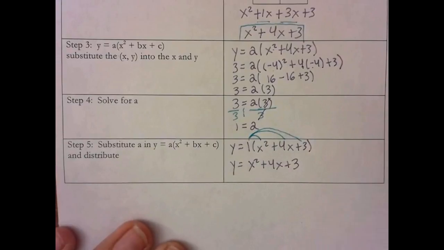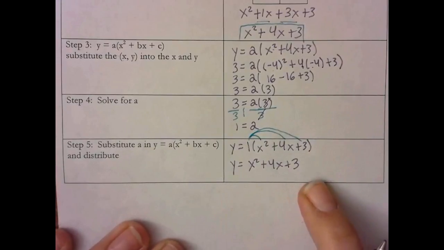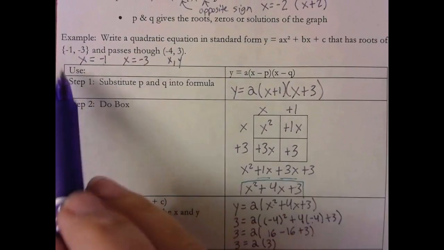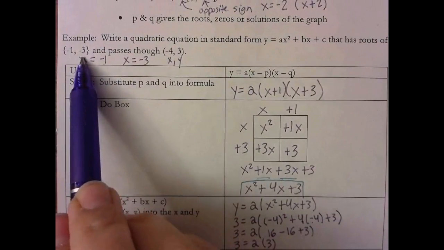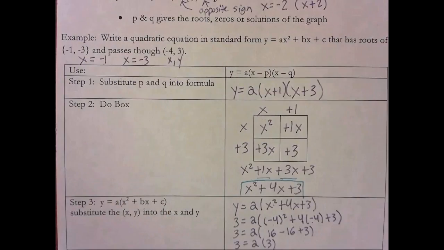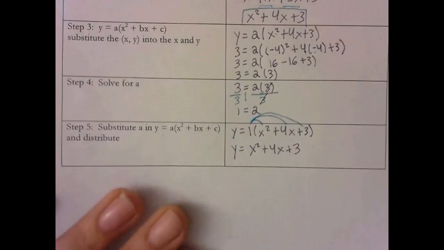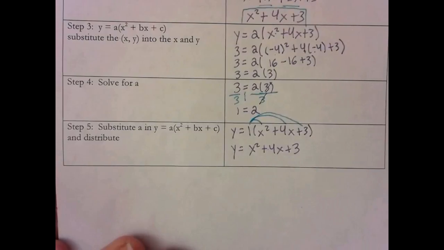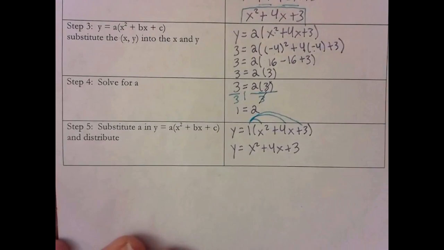And you're done. So this equation, y equals x squared plus 4x plus 3, will have roots negative 1 and negative 3, and it'll go through the point negative 4, 3. If you want to double check on your calculator, graph that, and I bet you it'll go through those points.